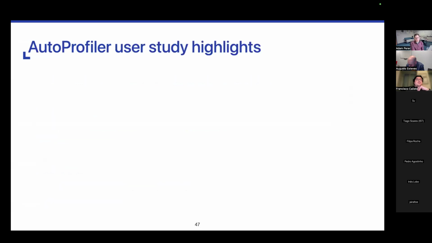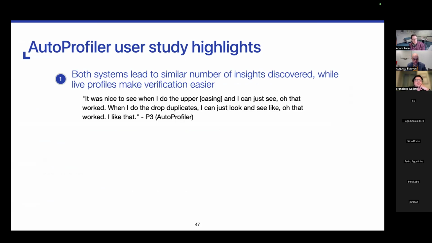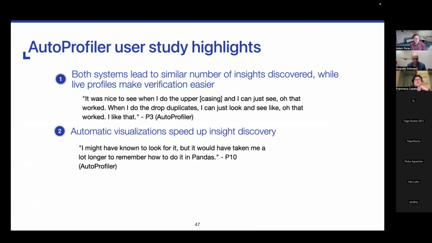I'll just go through some high-level highlights. Whether it was live or dead, both systems led to a similar number of insights discovered. But live profilers clearly made the verification much easier. For example, one participant said it was nice to see that when I changed all the text to uppercase, I could see that it worked. And when I dropped duplicates, I could just look and see that it worked. They liked that a lot. Across both systems, 91% of discovered insights came from the tool rather than users writing the code themselves. One user said, I might have known to look for this particular error, but it would have taken me a lot longer to remember how to do it with the syntax.